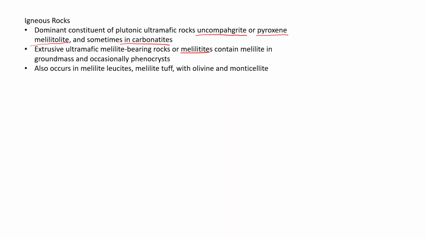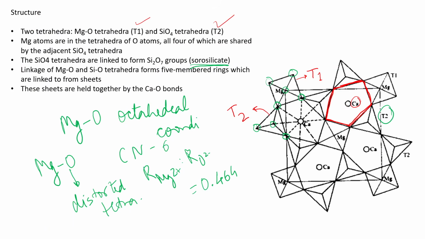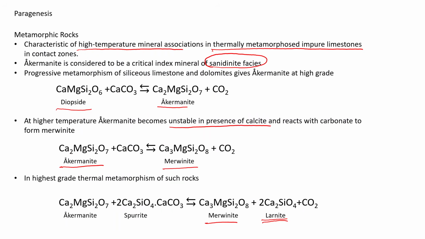In India, melilite has been reported from Deccan traps and from carbonatites in Meghalaya. There are some reports of melilite occurring in Andhra Pradesh. In this lecture, what is more important is the structure, how you have to draw the structure of melilite, and the paragenesis. Okay, so this was a quick lecture.